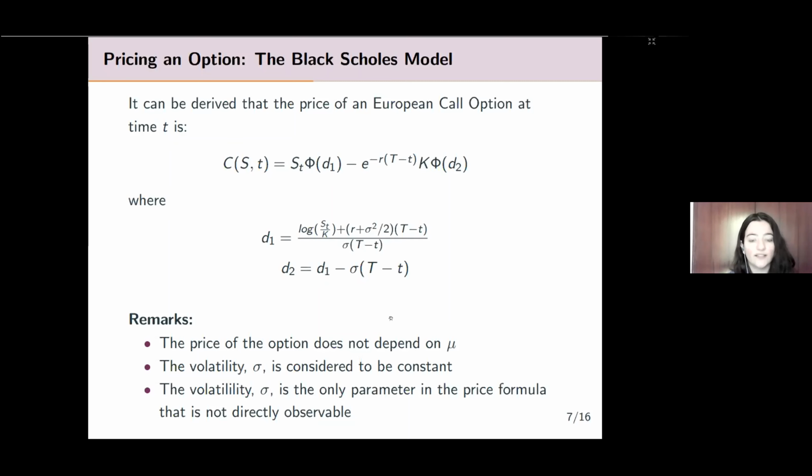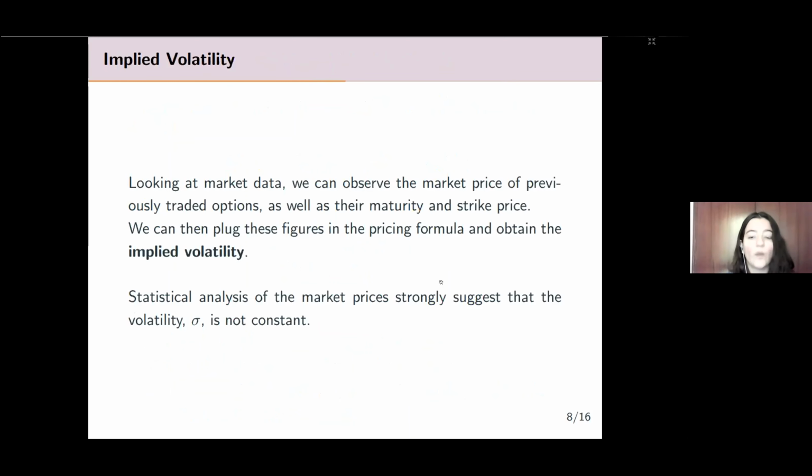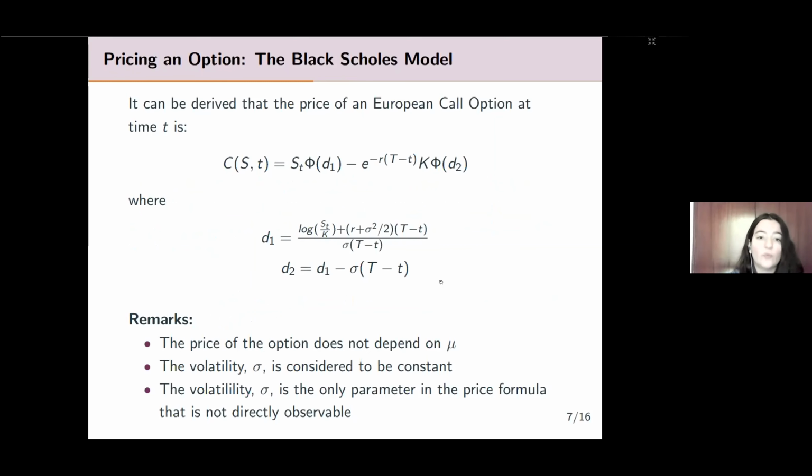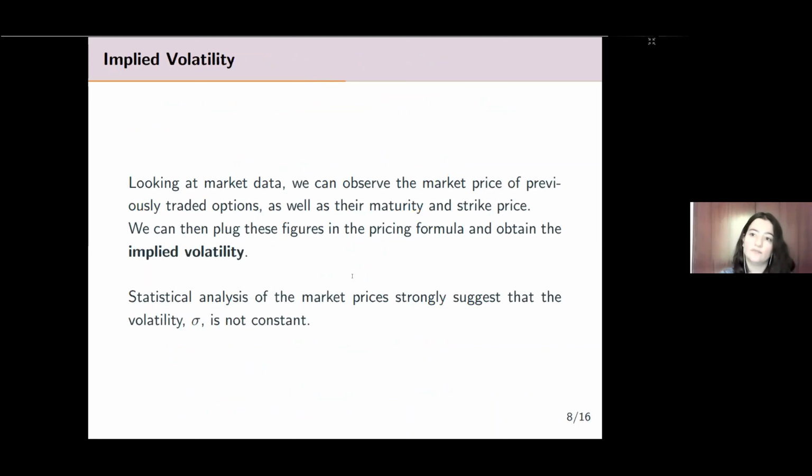On the other hand, we know that the volatility, sigma, is the only parameter in this formula that is not directly observable. And in this model, a very strong hypothesis is made saying that the volatility is constant. However, when we look at the market data, we can see all the previous transactions. So we can see previously traded options, their price, their maturity, their strike price. And if we plug all of that into this expression, we can then derive the volatility, because that's the only thing that we can't observe from the market data. And when we retrieve the volatility, we are getting the implied volatility.